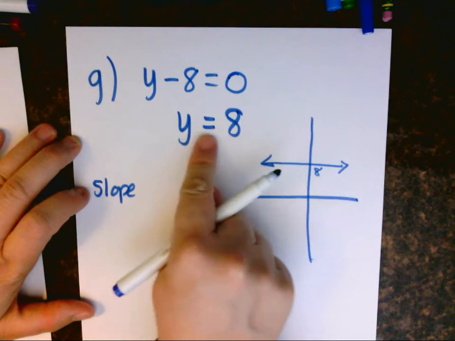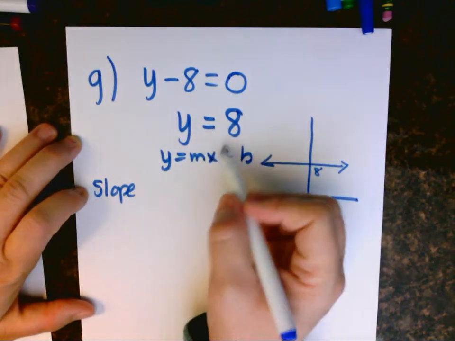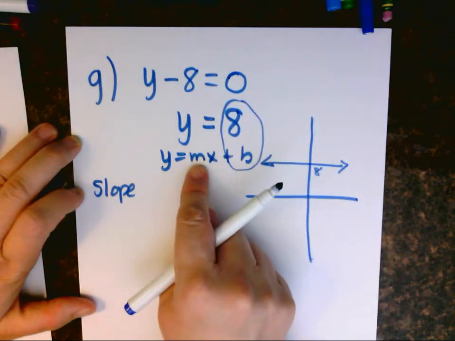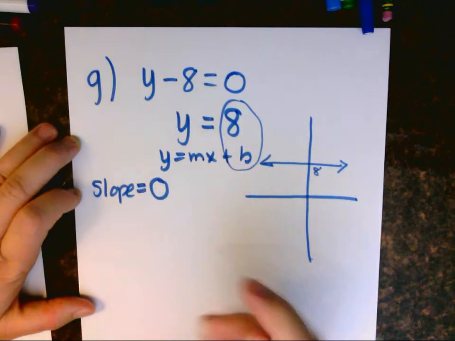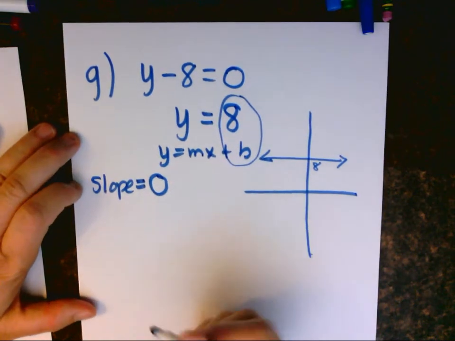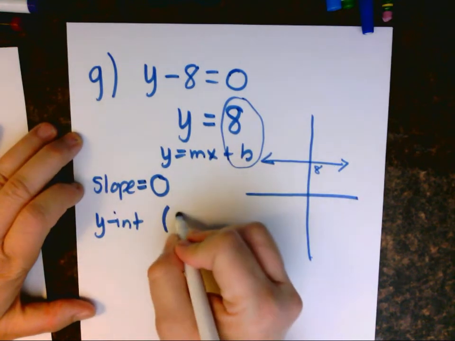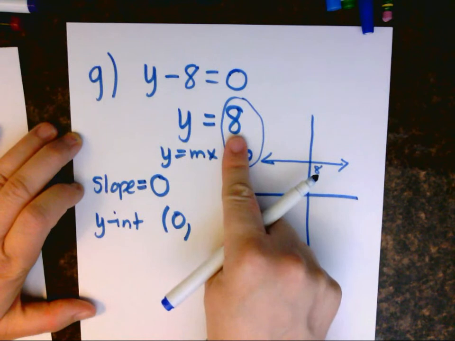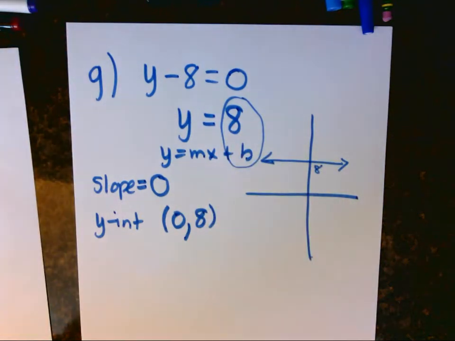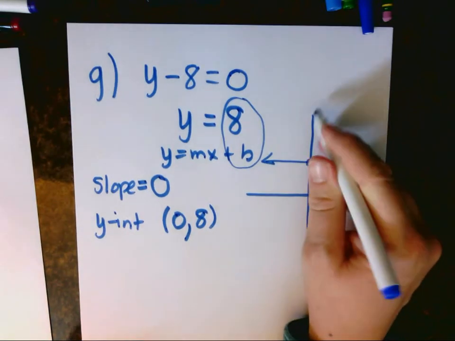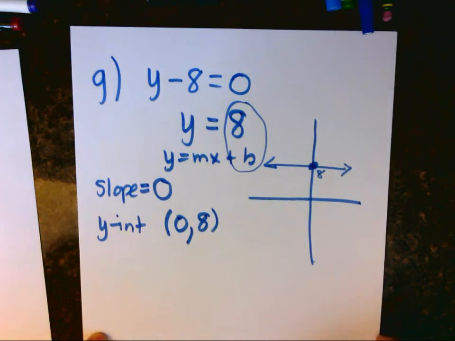And if you notice, this can be thought of in the form y equals mx plus b. This is the b, and we don't have any x's. So in this case, we have 0 x's, so the slope is 0. But again, I think you're safest to graph these and think about them. And the y-intercept will be the point 0, comma, the y is 8, right, because that's the b. And the intercept, you can see it intercepts the y-axis here at 8. Okay? Good.